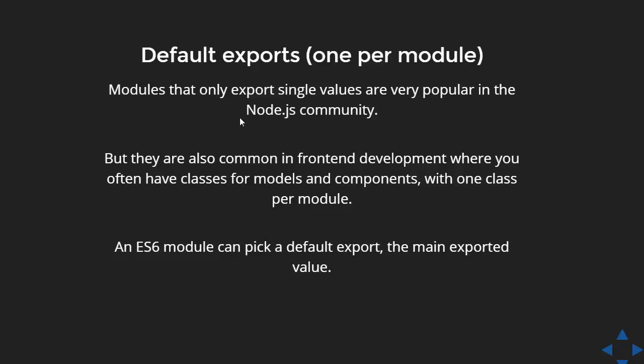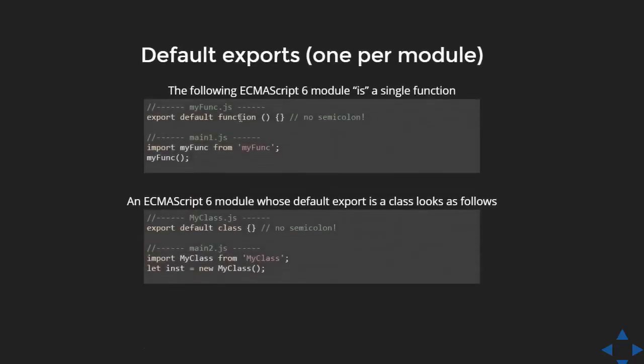Another is the default export. The default export is used whenever you have only one function per module. In that case you can use the default export. So in this file we have only a single function, so we can use export default function, and while importing it there is no need to put a function name itself, because it's only a single entity.